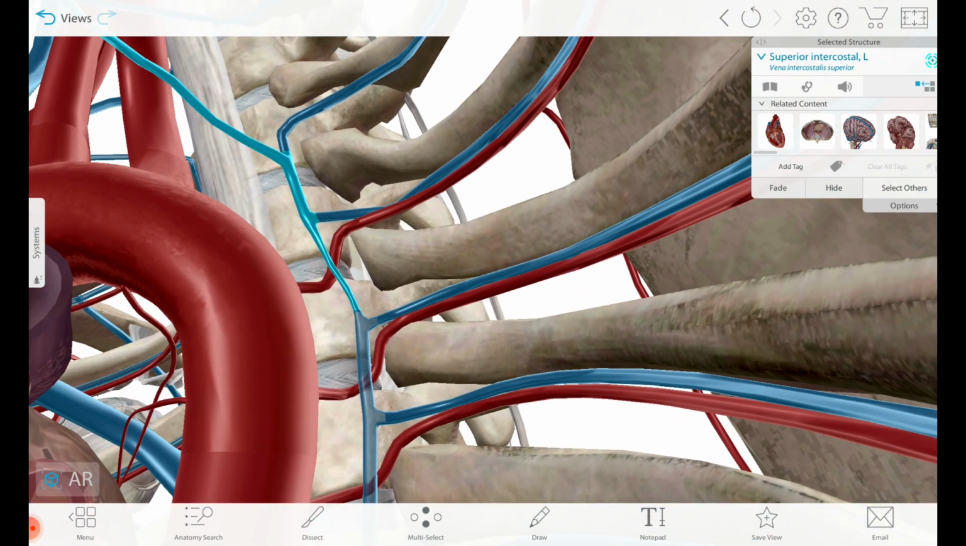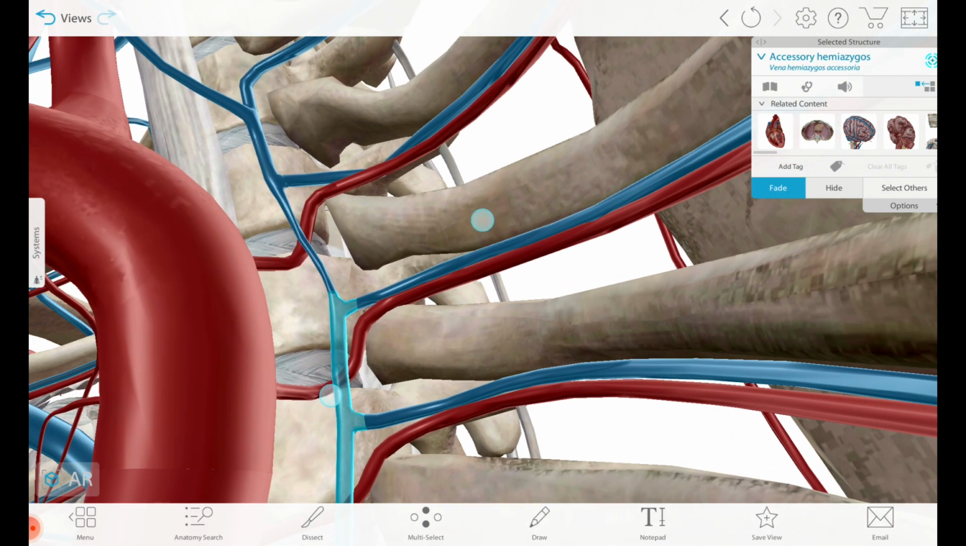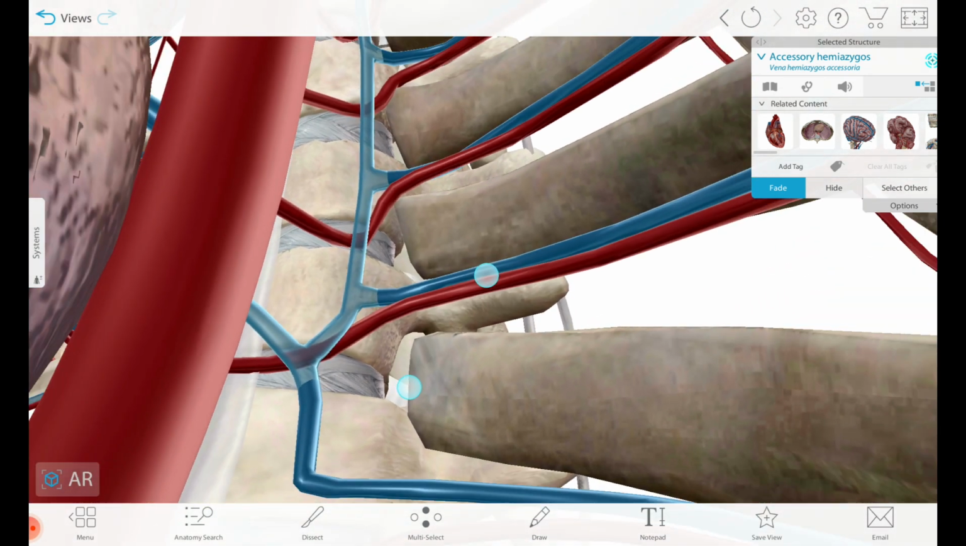Now the fifth to eighth intercostal spaces. These over here are the fifth, sixth, seventh and eighth intercostal spaces. So these drain into this vein over here. This vein over here is the accessory hemiazygous vein. Now the accessory hemiazygous vein drains into the azygous vein.